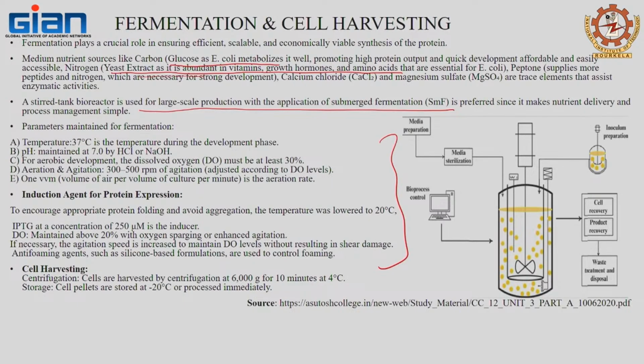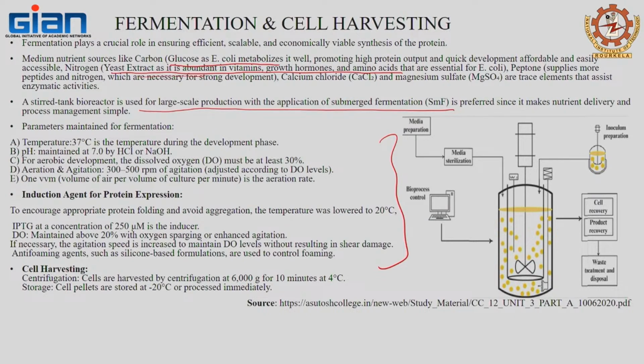After the fermentation process, after the rapid growth we have observed, the induction was conducted for the intracellular protein expression. For that, IPTG is used, which is basically an allolactose analog for protein induction. For this induction process, the DO, the dissolved oxygen, is maintained at 20%, and the IPTG used is at a concentration of 250 micromolar.